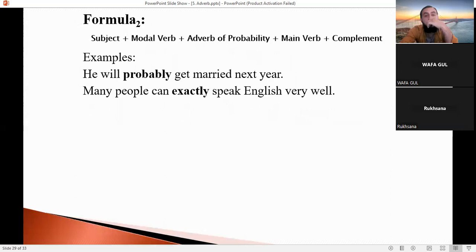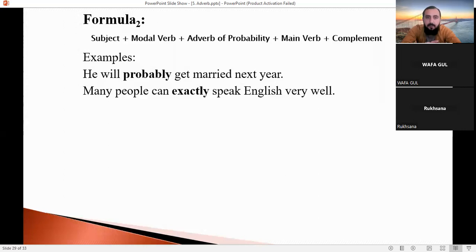Miss Roxana, you read it. Formula 2: subject plus modal verb plus adverb of probability plus main verb plus complement. He will probably get married next year. So, sir, he is subject? Yeah. And will is a modal verb. Will is a modal verb as well as an auxiliary verb. Will shows willingness. It shows intention in the future. He will probably get married next year.